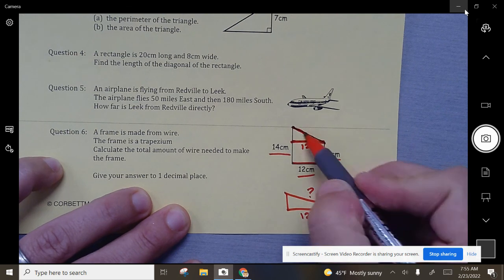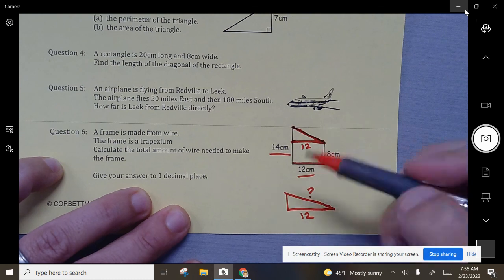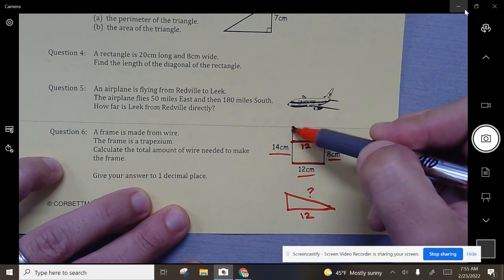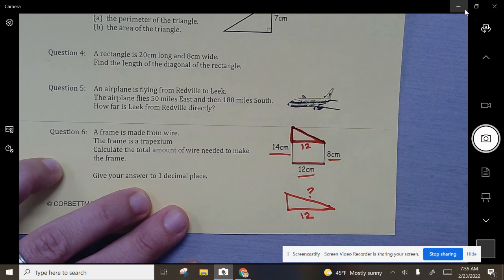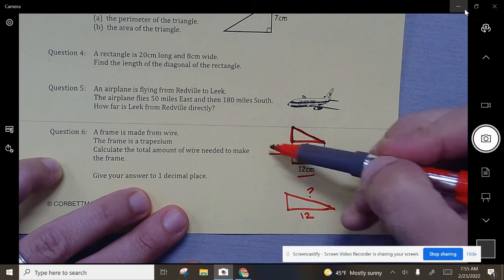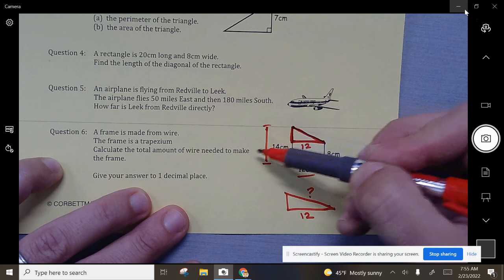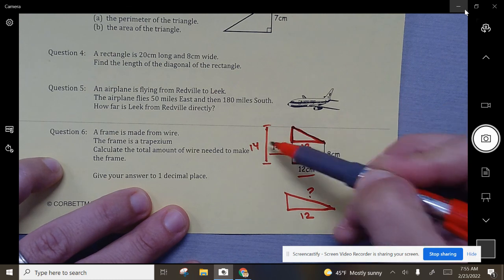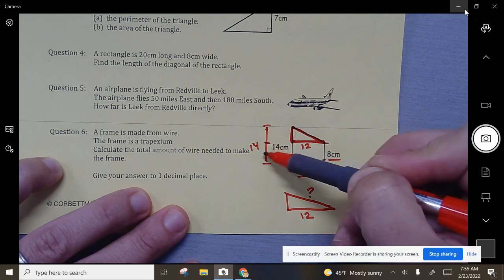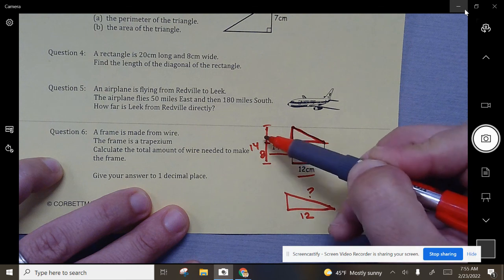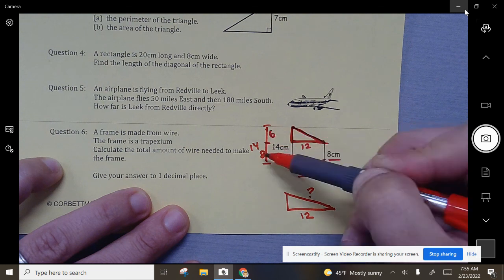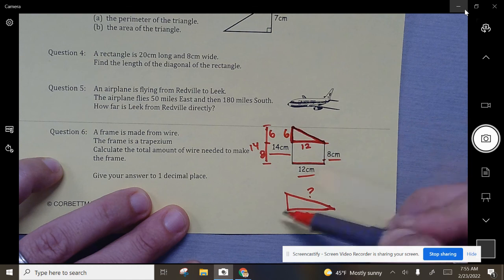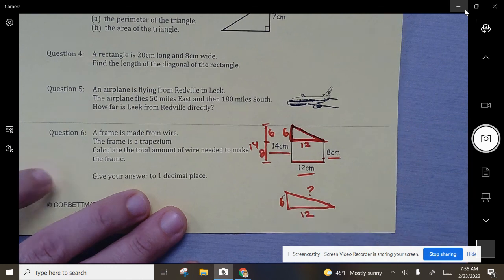We want to figure out this side and then add all the numbers up. But do we know what this side is? Think about it. Who could figure that out? If this whole thing is 14, and from here to here is 8, shouldn't this be 6? 8 plus 6 equals the whole 14. All right? Do the best you can, okay?